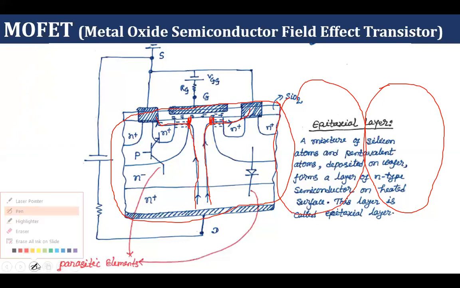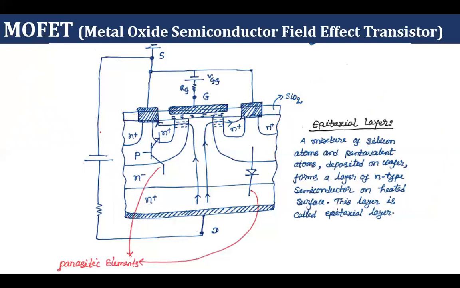Within this MOSFET structure, we have two parasitic elements. One is a diode. Here we have a PN junction between the source and the drain. So we can say, due to the structure of the MOSFET, this kind of device structure automatically appears, and that's why it is known as a parasitic element. It has not been manufactured, but due to the structure of the device, it is automatically created. So this is the MOSFET.